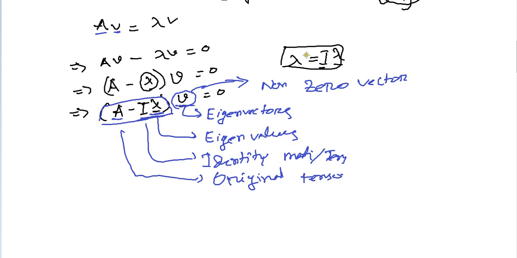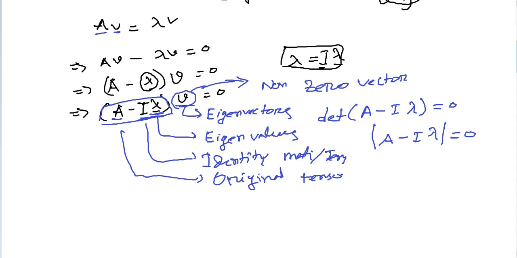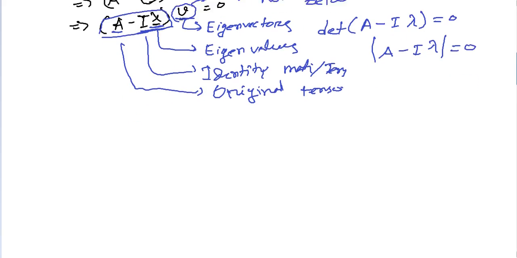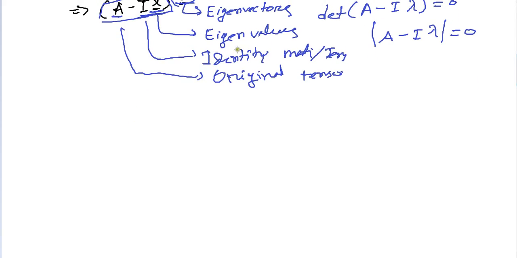So the determinant of A minus lambda times the identity matrix is equal to 0. We can write this in short notation as determinant of A minus lambda I equals 0. So how can we write down this equation here? We can write it down in matrix form.